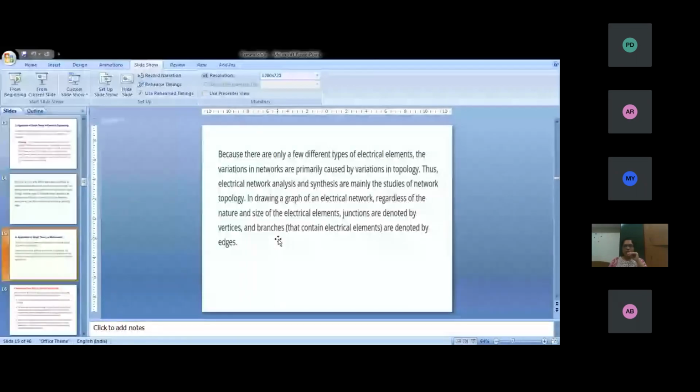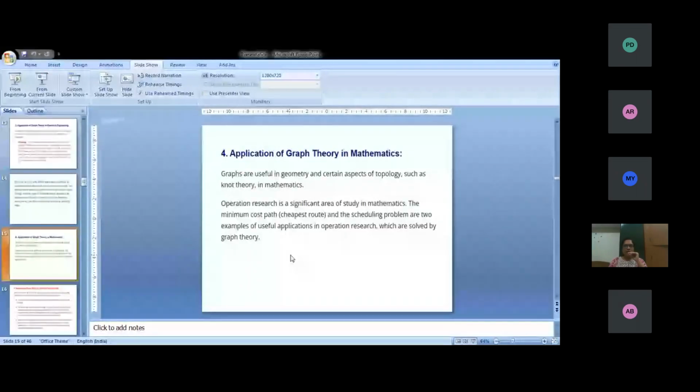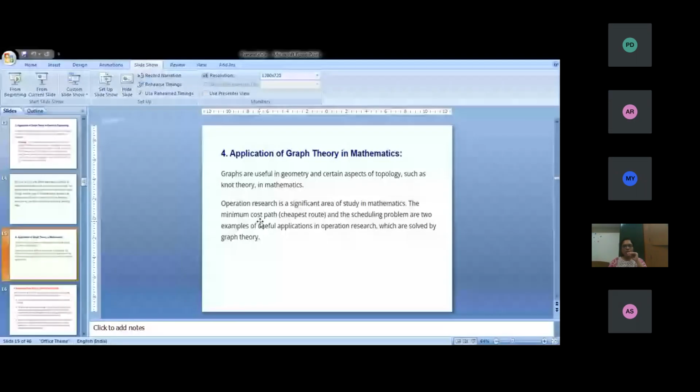Next, how we are using graph theory in mathematics. Graphs were used in geometry, and certain aspects of topology such as knot theory in mathematics. In operations research also we are using this mathematics. It's a significant area of study in mathematics. Minimum cost path, already we have seen this minimum cost path or cheapest route, and the scheduling problems are two examples of useful applications in operations research. Finding the minimum cost path and scheduling problems, these are the main roles where we are using graph theory.